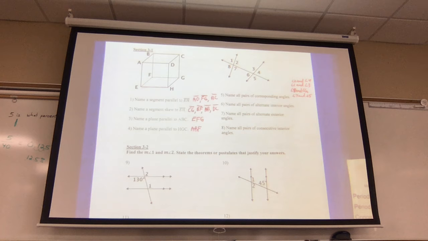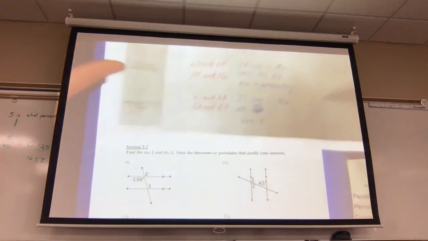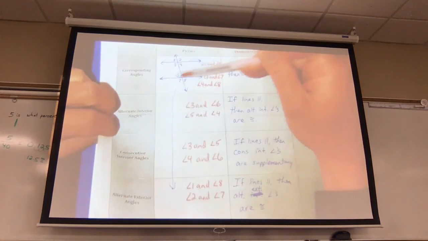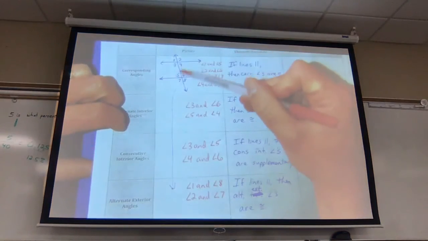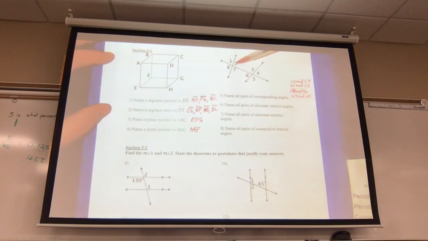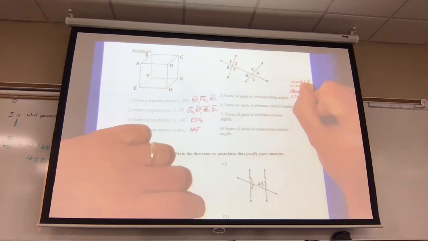For number 6, they want all the pairs of alternate interior angles. This one, there's just going to be 2 options. Go back to your little sheet here. Alternate interior is where they're on the inside of the two lines being intersected and opposite sides of the transversal, like 4 and 5. So if I come back to this picture here, 2 and 6 are on opposite sides of the transversal, and they're both inside the lines being intersected. That would make them alternate interior angles.